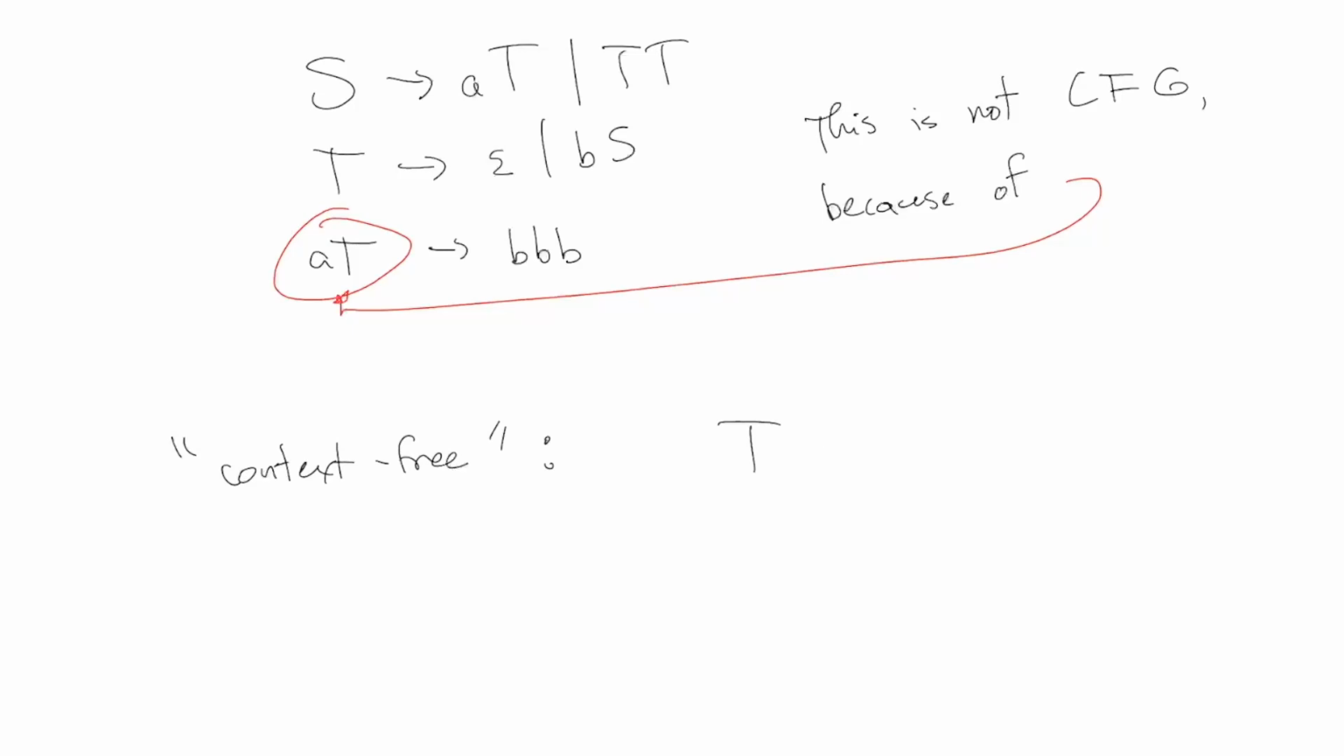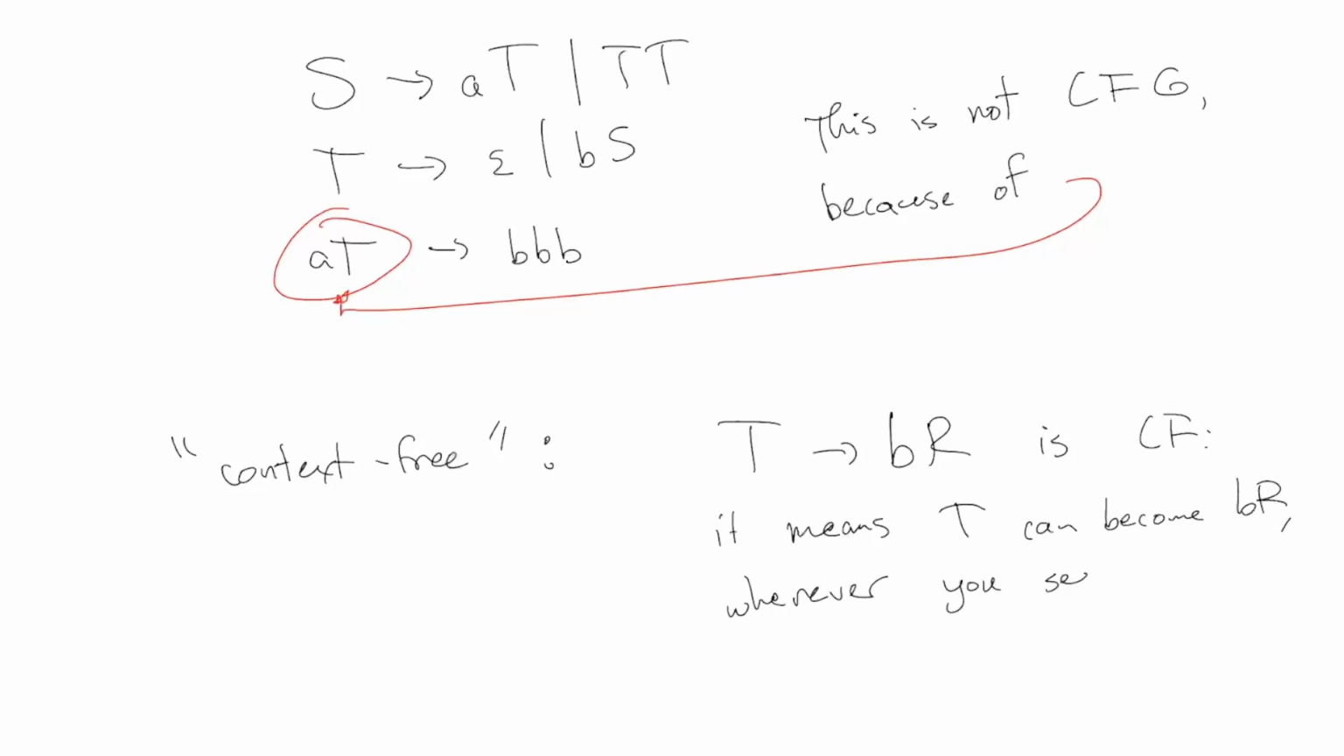For example, a rule like this, T becomes BR, that rule is context-free because there's no funny business on the left. So this is context-free because it means T can become BR, sort of wherever you see it, right? That's what that rule means. Whenever you see a T, you can change it into a BR, all right?